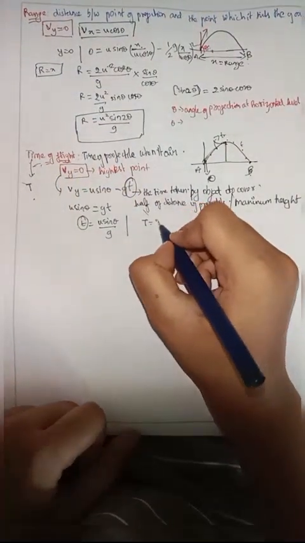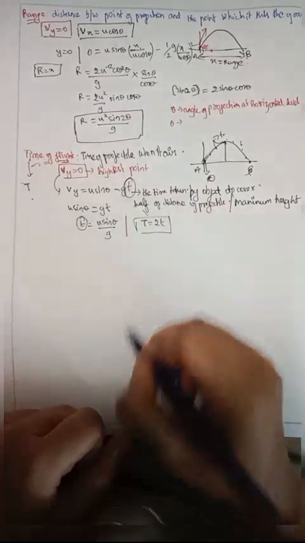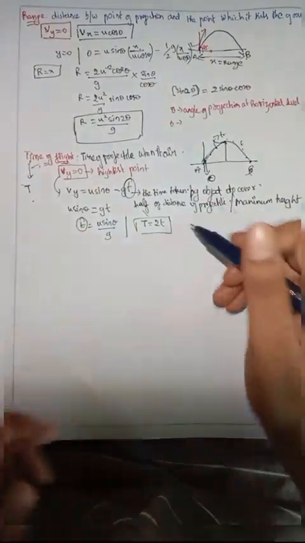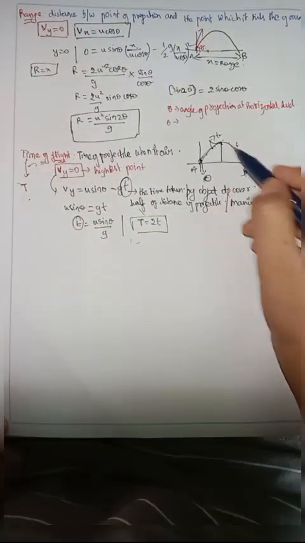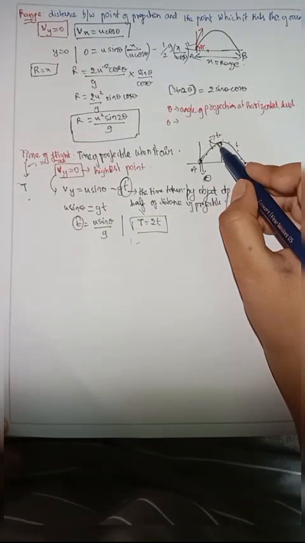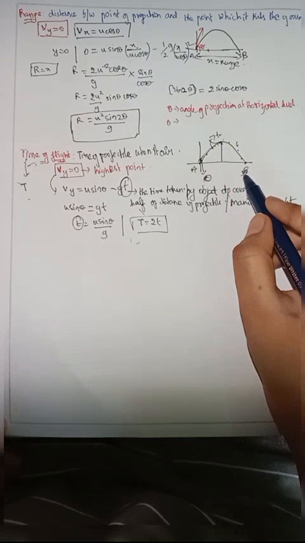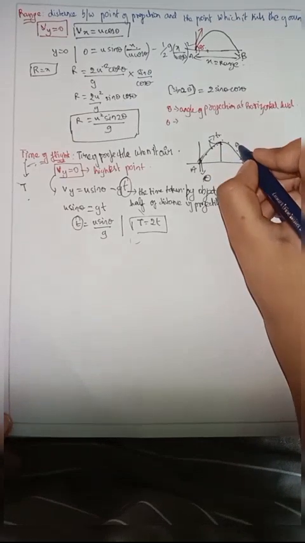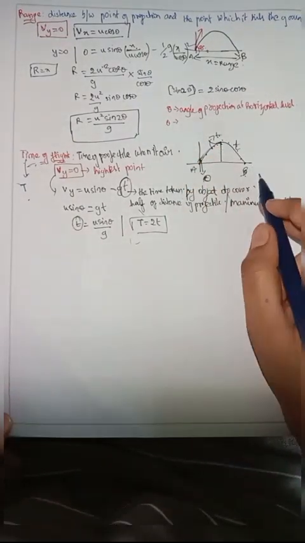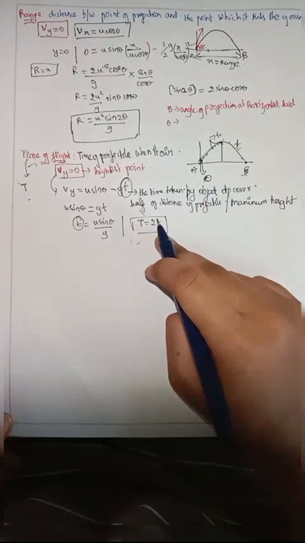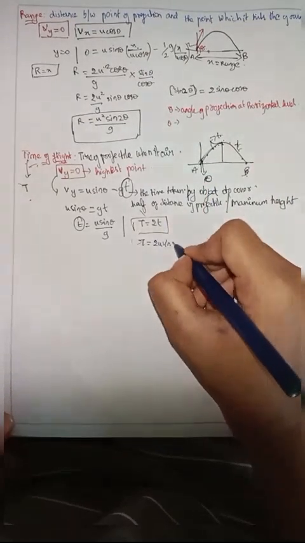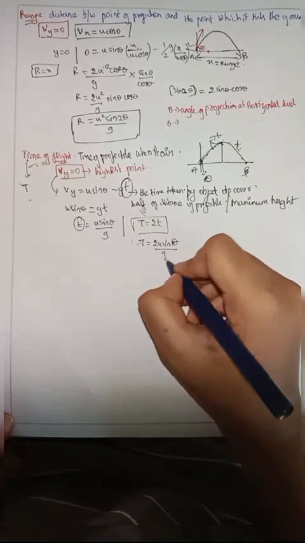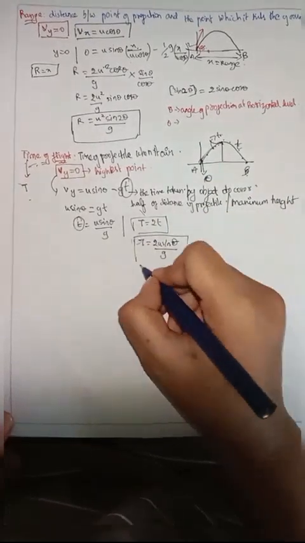So capital T equal to 2t, you can simply say. Time can be additive, na? Time cannot be negative. Time can be additive. So here we are taking time: for half of the distance it takes time t, and for the other half of the distance we take time small t. So the total time of flight we can consider t plus t, 2t. So time of flight equal to 2u sin theta by g. This is the time of flight.